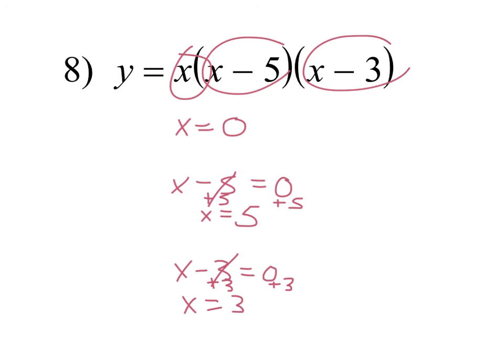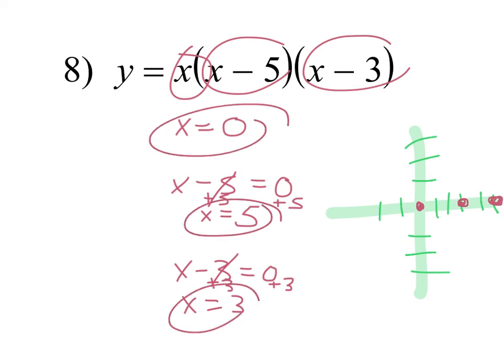So now we need to make our graph. What are our points on our graph going to be? Miguel, what are our points on our graph going to be? So 0, 3, and 5. We just take these points here, 0, 3, and 5.